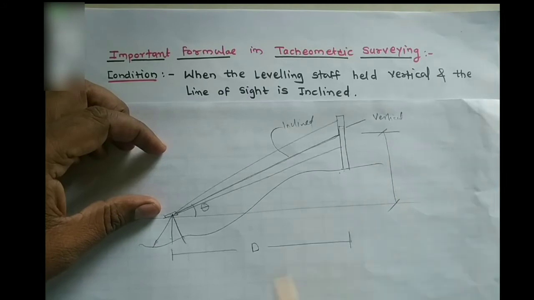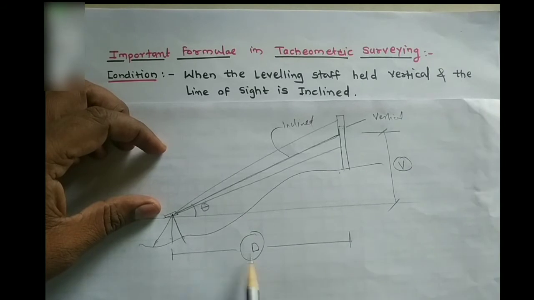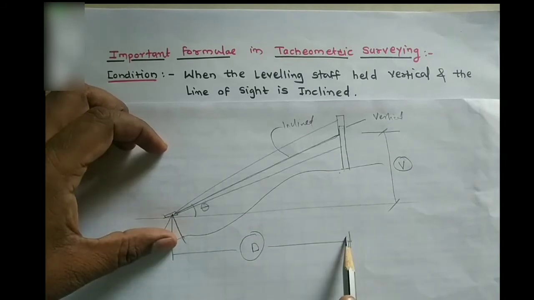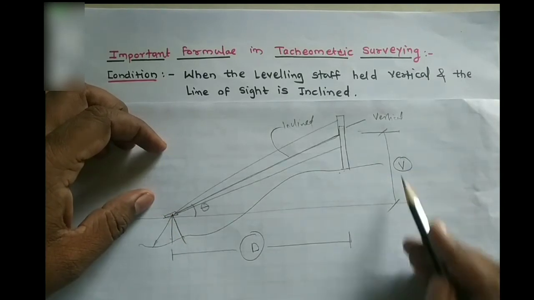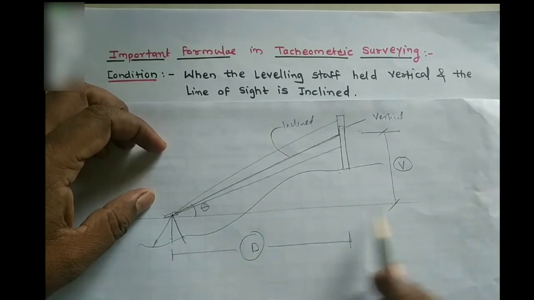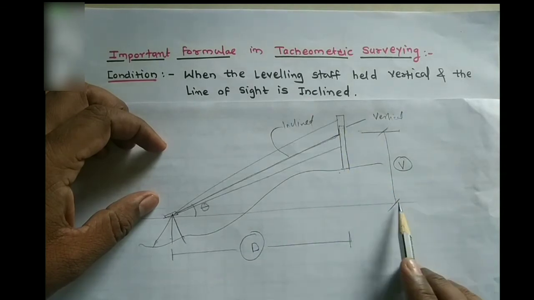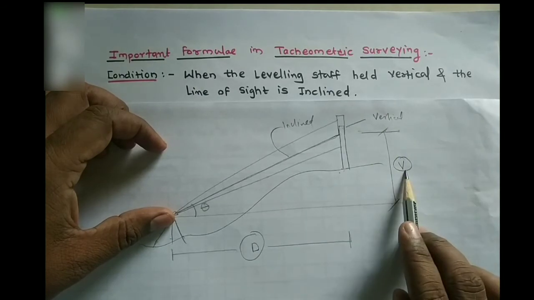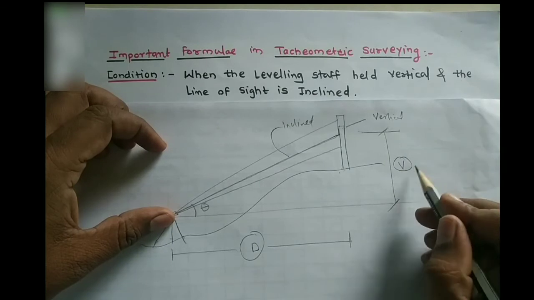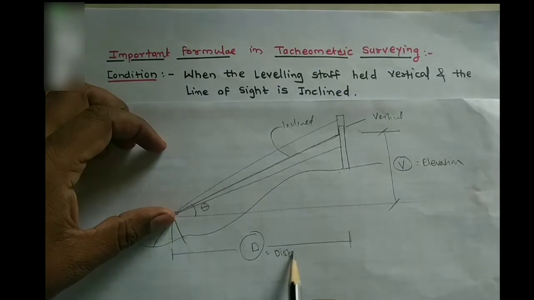Now, in that case, what is the distance formula and what is the elevation formula? Now, what is the distance? D is the distance between the instrument station and the staff station, and V is the elevation of central hair reading from the instrument axis. Now, this is the instrument axis, and here the central hair reading is taken on the vertical staff. The vertical distance from the instrument axis to the central hair, we call it the elevation, and this is the distance. Okay, this is the distance.